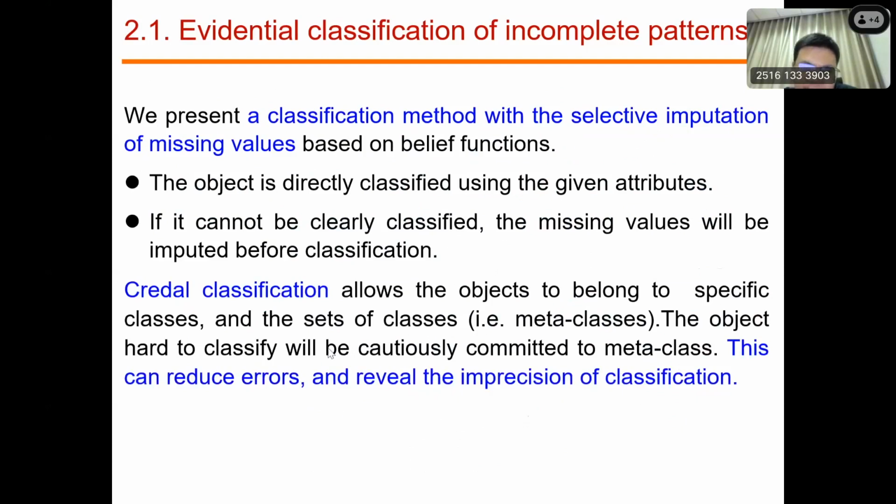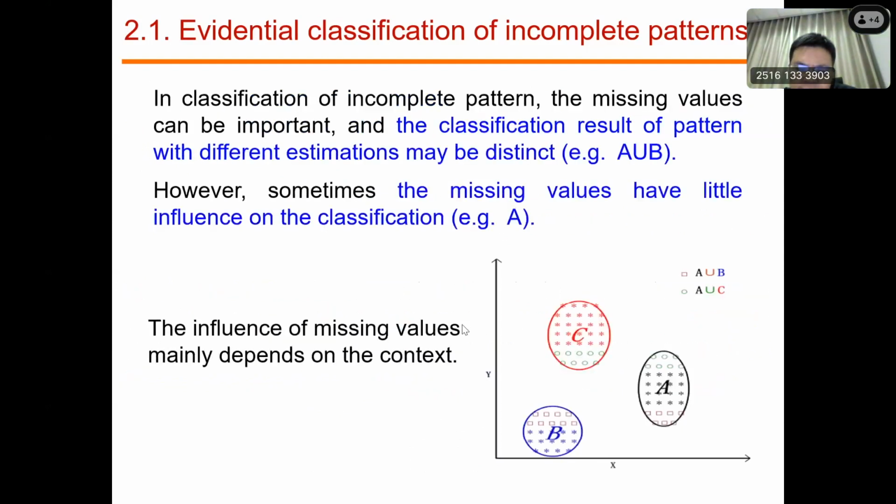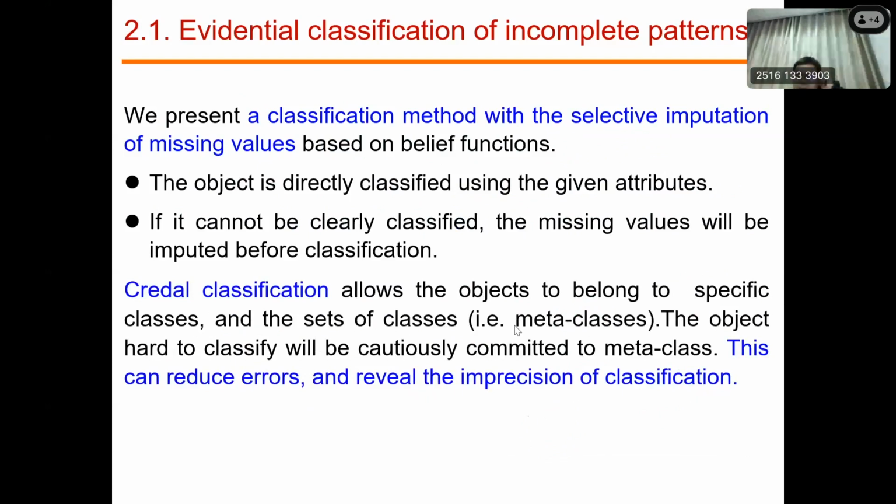In such case, the creative classification allows the object to belong to a specific class or a set of classes. If the missing value cannot be classified correctly, we will allow such green points to belong to the classes A and C, not only to A or C. They belong to a set of classes. This can reduce the errors and also represent the imprecision of the classification.